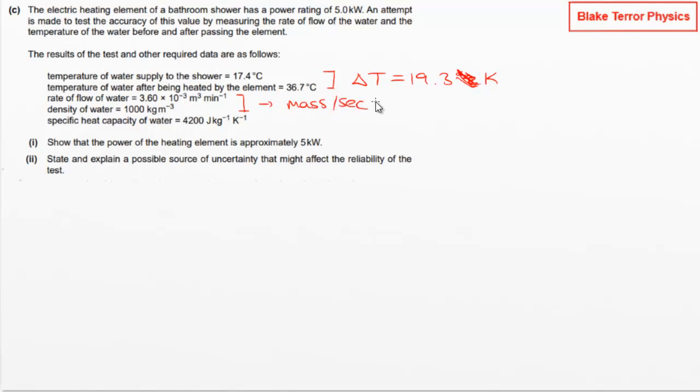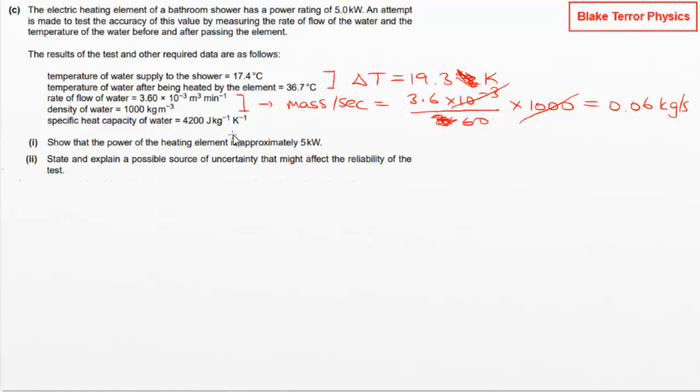mass per second, which is going to be more useful on this. So we've got 3.6 times 10 to the minus 3 as our volume per minute. If we divide that by 60, that's going to be our volume per second. Multiply that by our density, and that is going to be our mass per second. That's going to cancel with that, so we're going to get something small. It's 0.06 kilograms per second.